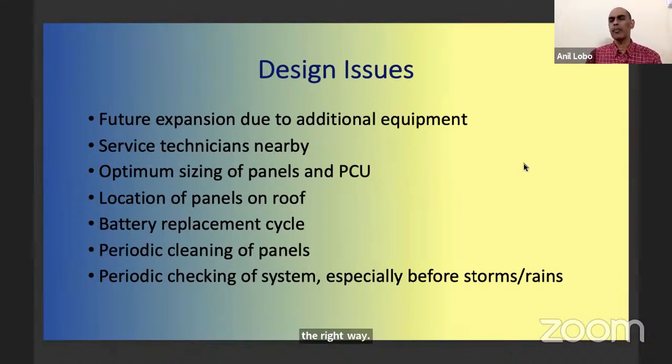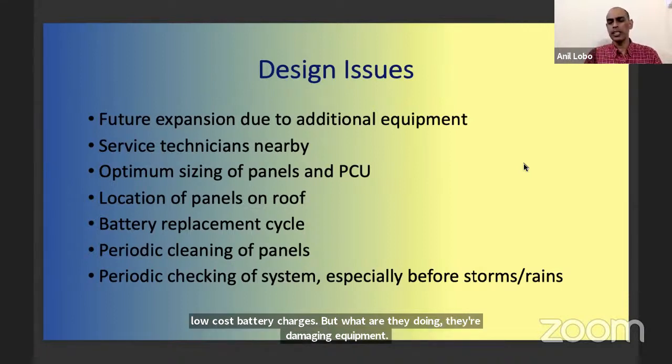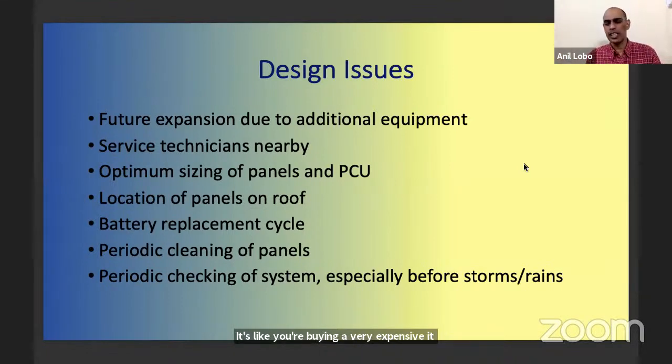You also have to look into the battery replacement cycle. Keep aside sufficient money to buy new batteries every 3 to 5 years. But very importantly, make sure your battery management system, that is your charge controller, is a good quality charge controller. There are some very inexpensive Chinese, Indian, as well as European manufacturers that offer you low-cost battery chargers. But what are they doing? They're damaging your equipment. It's like you're buying a very expensive iPhone or other device, and then you use an inexpensive, you know, unbranded charger. You're damaging your cell phone the same way you're damaging your battery by using a cheap charger.